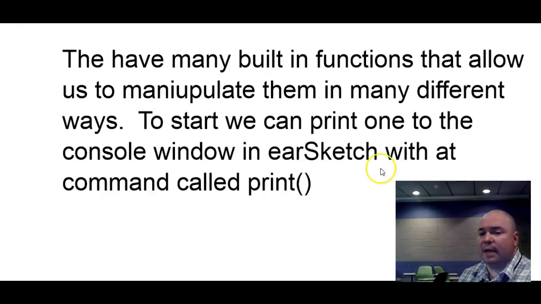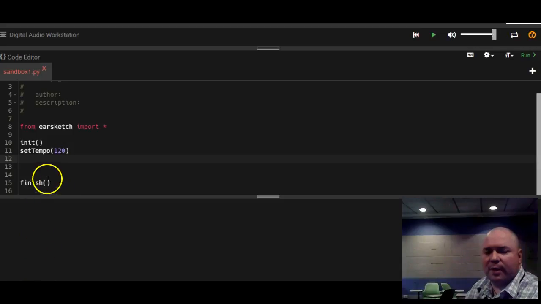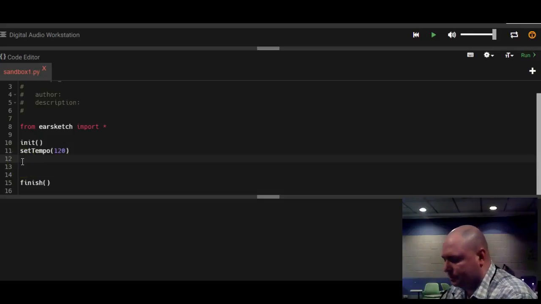We can display those strings, and we can display them in EarSketch as well. So the command we use to display those strings is called print. So if we go right into EarSketch here, and we type in here at somewhere around line 12, print. We use parentheses, and sometimes we don't use parentheses, but we'll talk more about that later. But for now, always use parentheses.